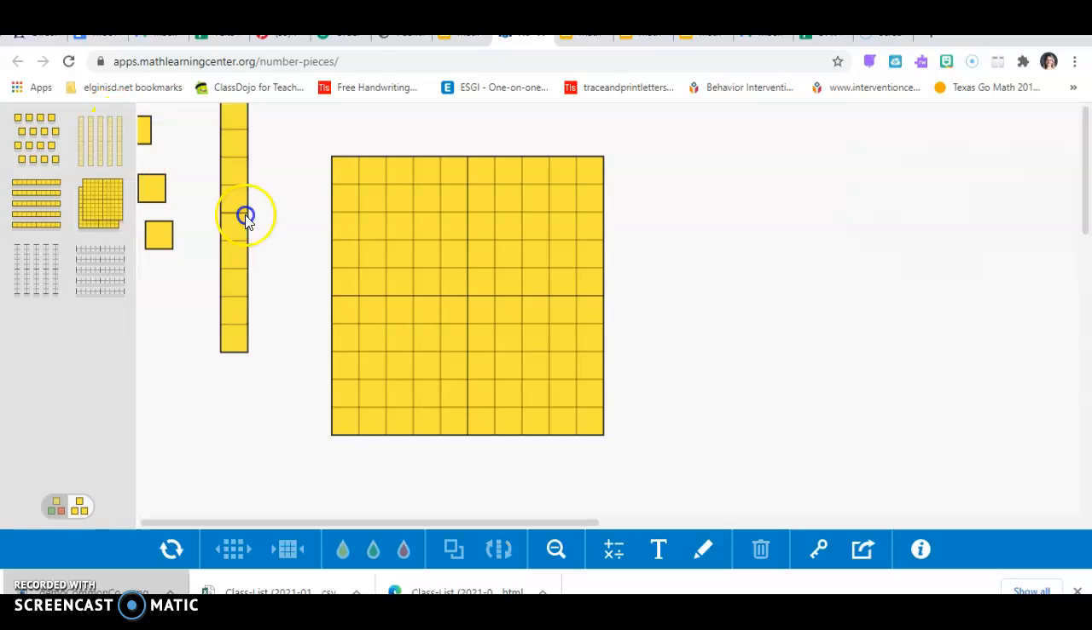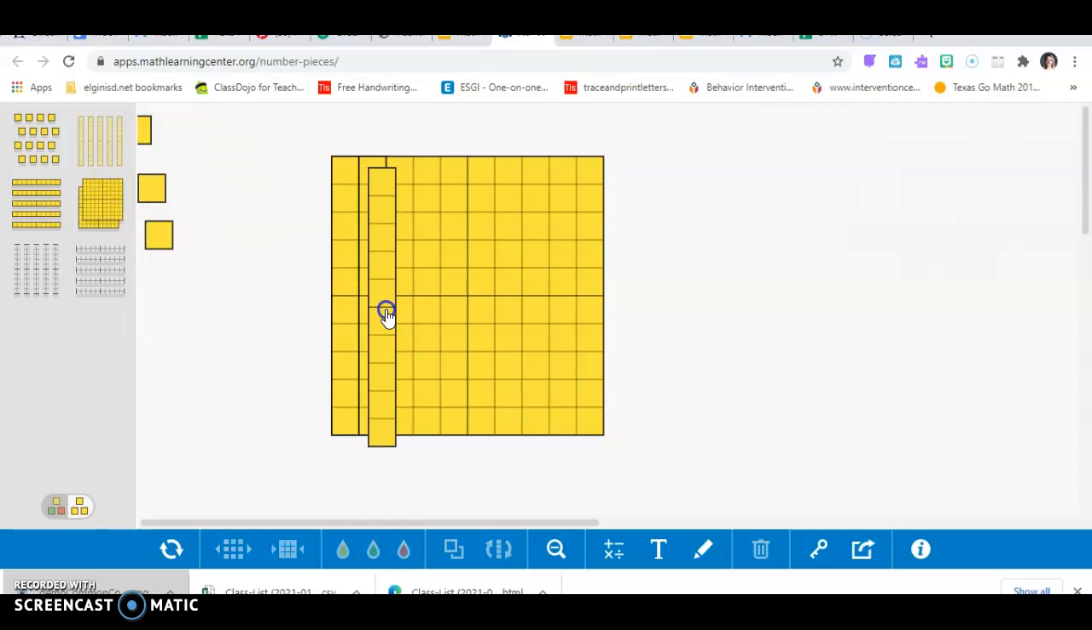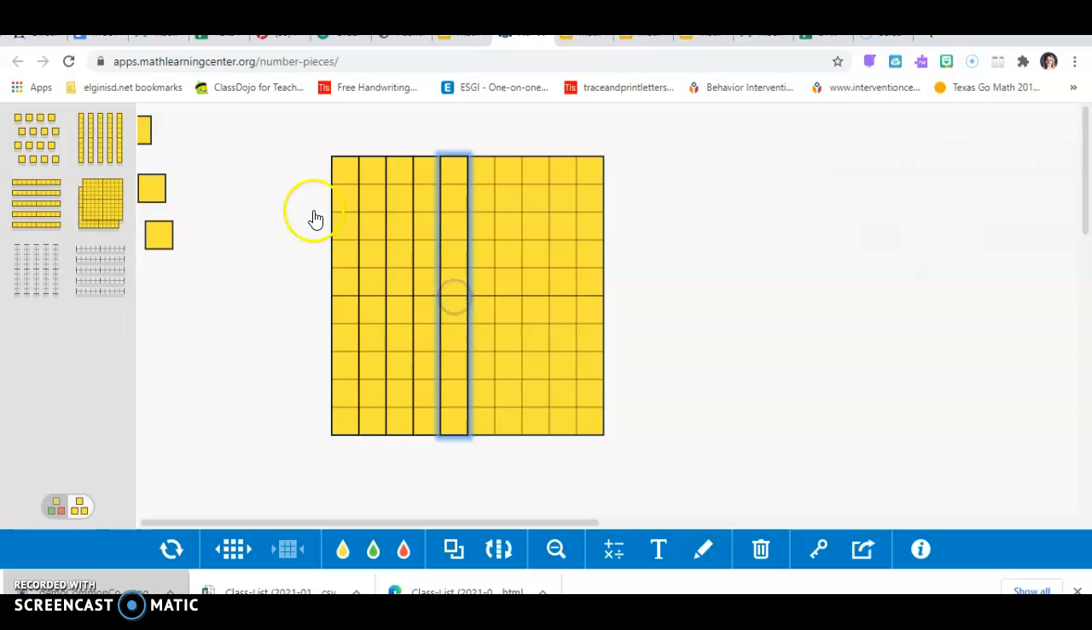Let's see. There's 1 10. Count with me. 2, 3, 4, 5, 6, 7, 8, 9, 10. We can fit 10 longs on 100 flat.